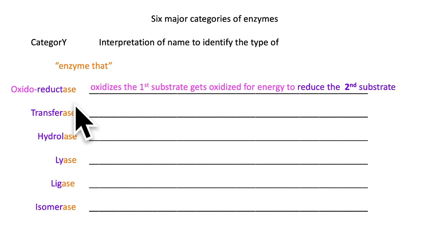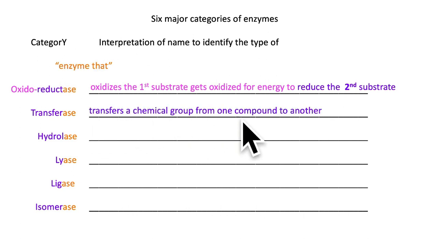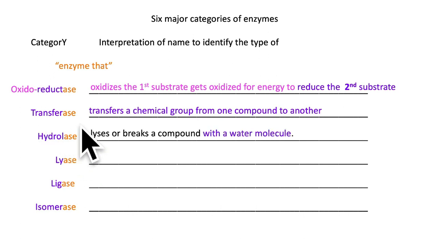Transferase. What general type of reaction does that do? Please answer. Wow. It is an enzyme that transfers a chemical group from one compound to another. Hydrolase. Please interpret it. Of course, you didn't need to interpret it because we've studied a few of these before. Hydro, of course, is referring to either hydrogen or water. In this case, it's referring to water. It is a water enzyme. It is an enzyme that lyses or breaks a compound using a water molecule which gets inserted into one of the products.